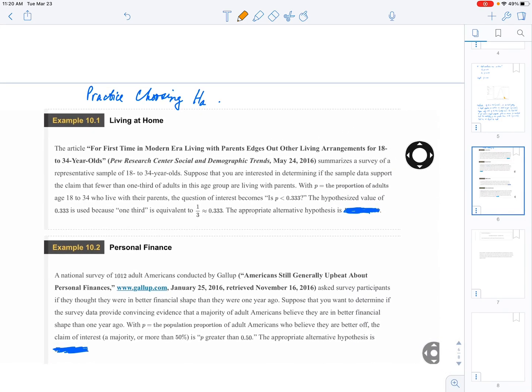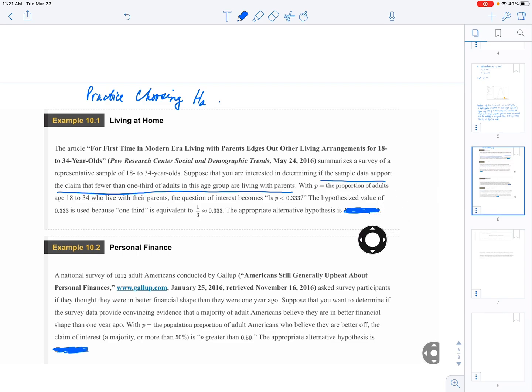First example: there's a survey of a representative sample of 18 to 34-year-olds, and suppose that we're interested in determining if the sample data supports the claim that fewer than 1/3 of adults in this age group are living with their parents. So let me underline this. This is important. We are interested in determining if the sample data supports the claim that fewer than 1/3 of adults in this age group are living with their parents.